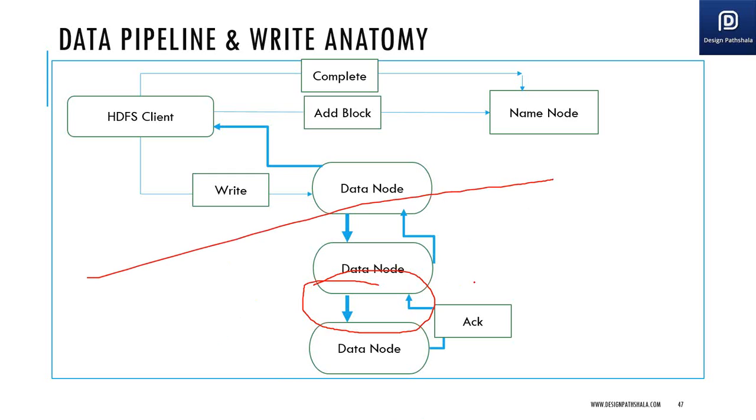So can anyone tell me what will happen if, while writing this data to this data node, at that time this data node goes down? Say this is 1, this is 2, and this is 3. So say data node 1 is trying to write the block to data node 2, and at that time data node 2 goes down. What would happen?